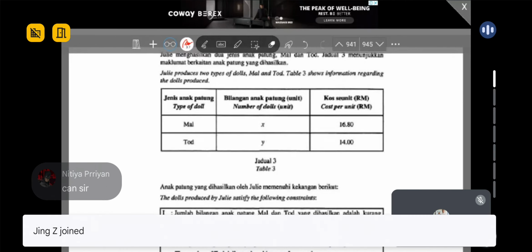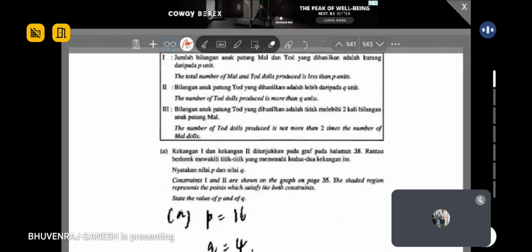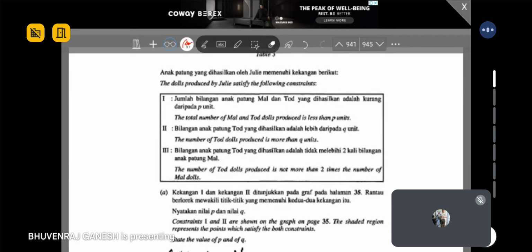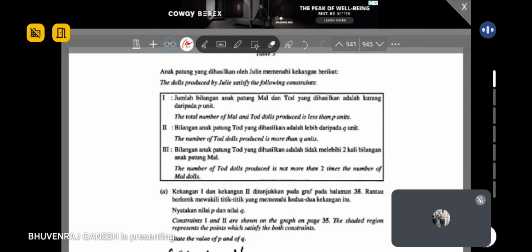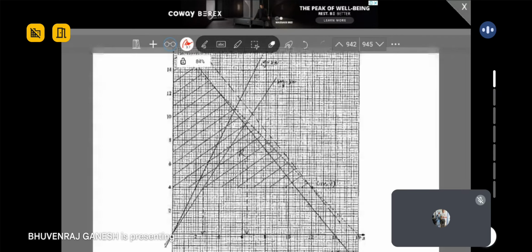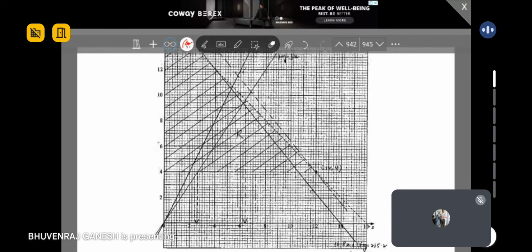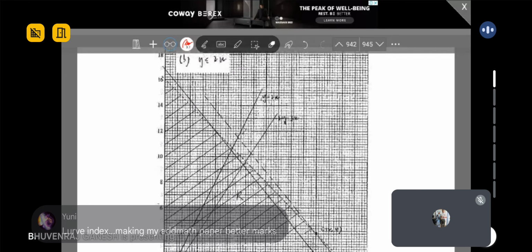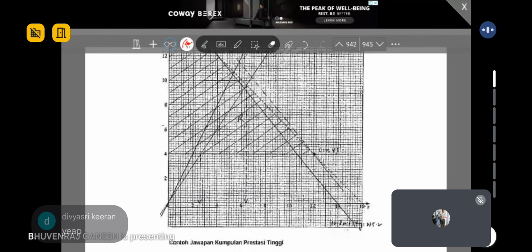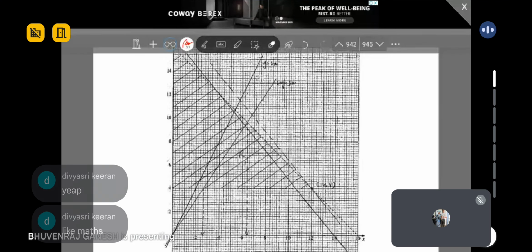Okay, guys, for linear programming, this is the question. First, of course, they are going to ask you how to form the inequality. For this one, they make it a bit different. For this question, they actually give you the graph already in SPM, and they ask you to find back the equation. It's a bit terbalik. So how to do this?